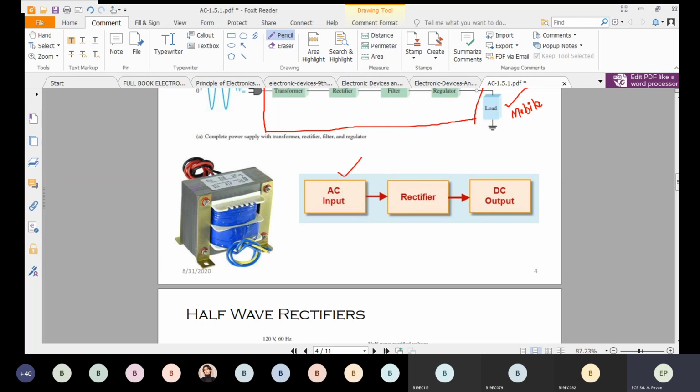What is this symbol? Have you seen this earlier?